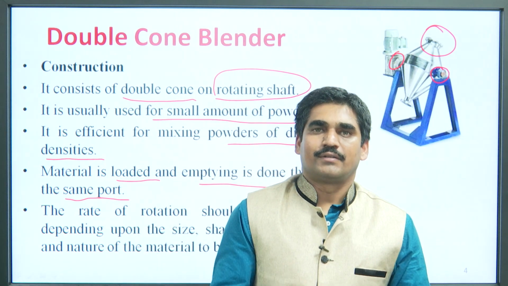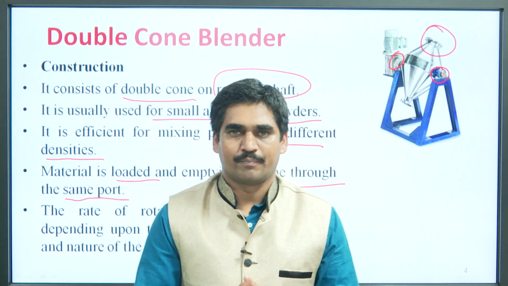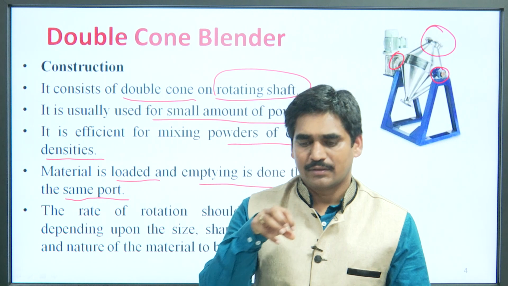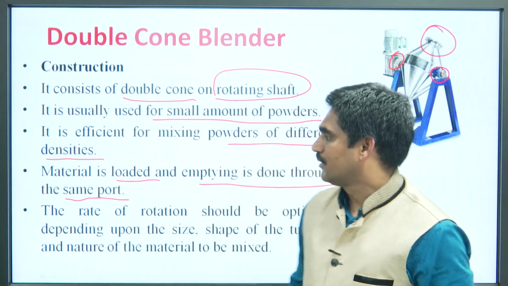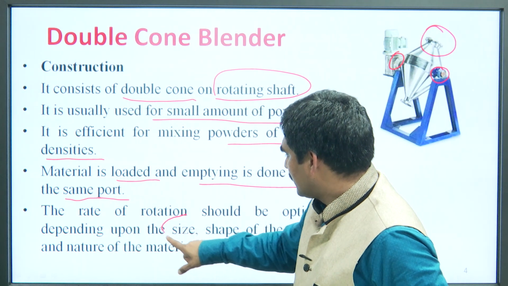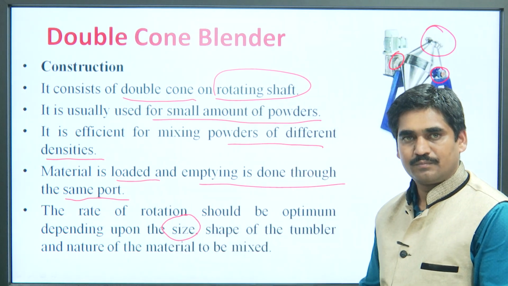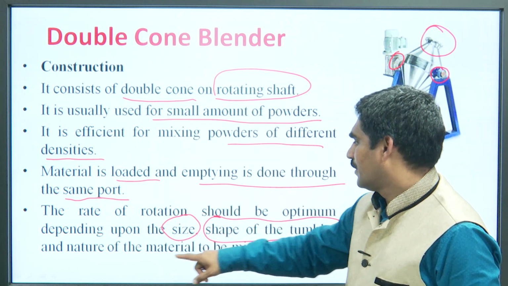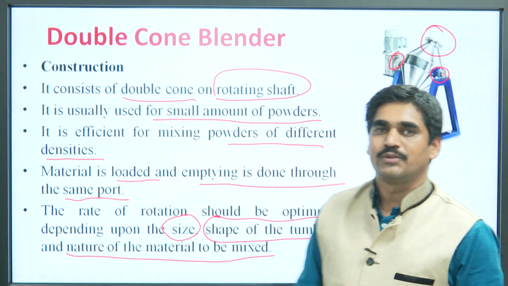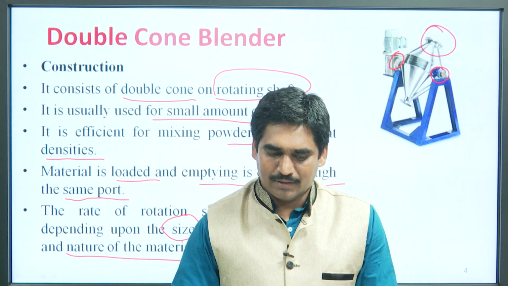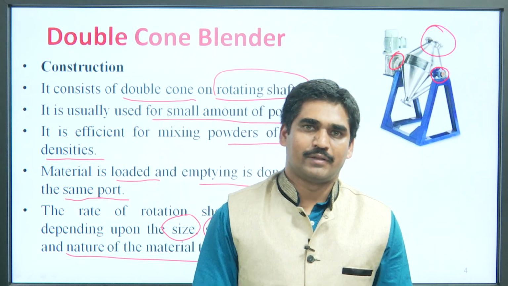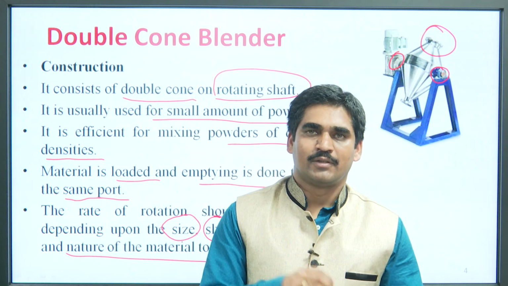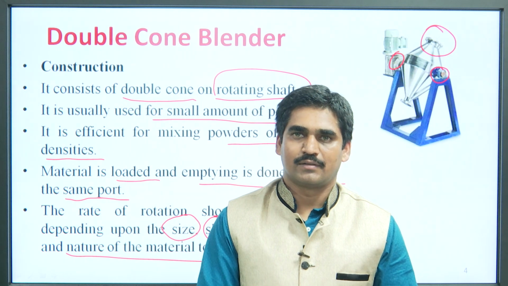The rate of rotation of the blender should be optimum depending upon the size, shape and nature of the material to be blended or mixed. That means the size of the blender, the shape of the tumbler and the nature of the material to be mixed. Based on this, the speed of rotation of the double cone blender should be fixed accordingly and be optimum, so that proper and uniform mixing can be achieved.